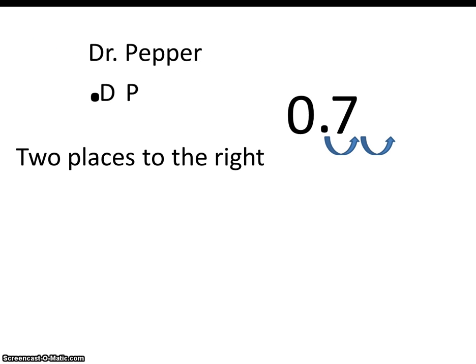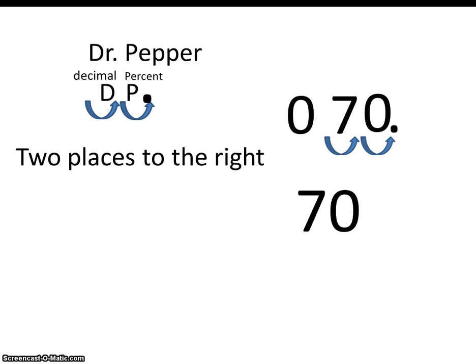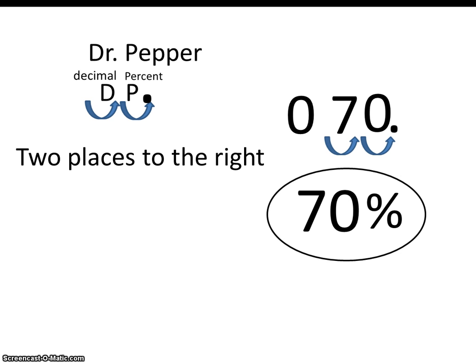Here's our last example. Remember, D means decimal, P is percent. We're going to follow the same pattern as Dr. Pepper and move the decimal point 2 places over to the right. So in our example 7/10, we're going to start at the decimal point and move it over 1, 2. The only thing we have to remember here is we have to fill in the empty space with the 0. We get the number 70 and we add a percent at the end. So our answer is 70%.